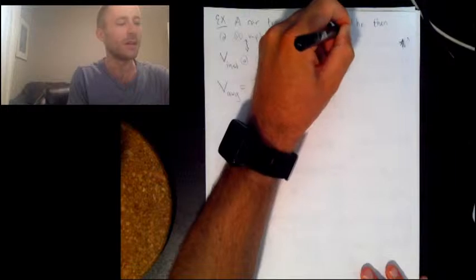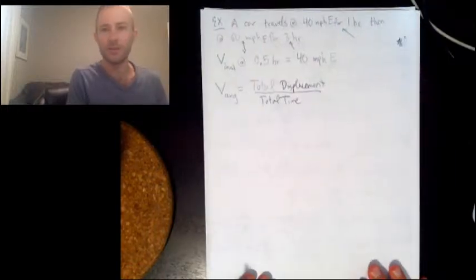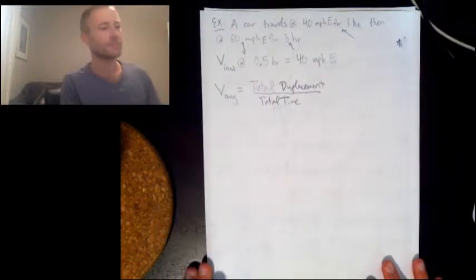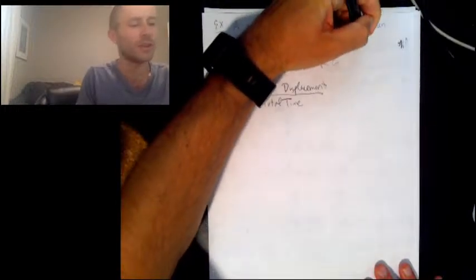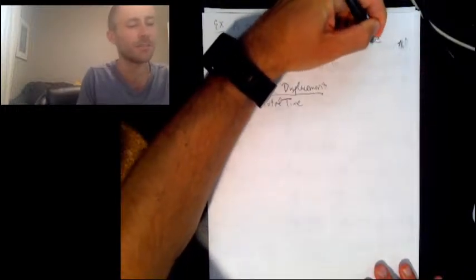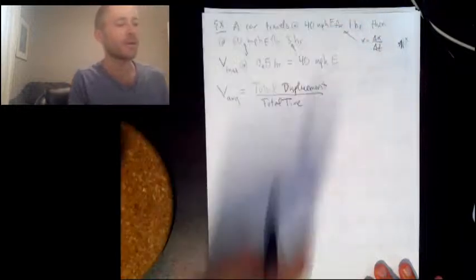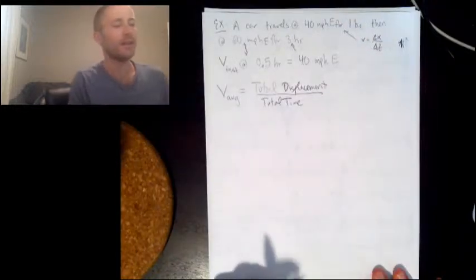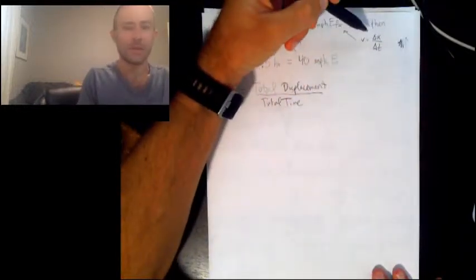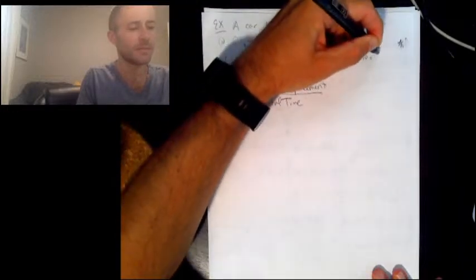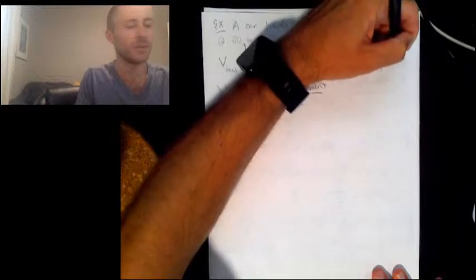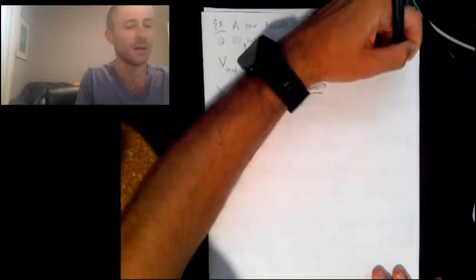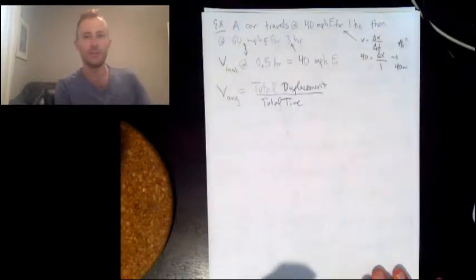I'm going to go ahead and calculate the displacement for the first part. The displacement for the first part, I use velocity as displacement over time. Okay? And the velocity is 40. The time is 1 hour. So that means that my displacement is 40 miles east.